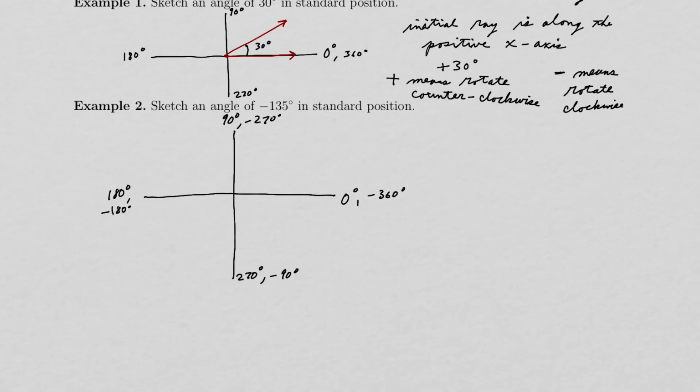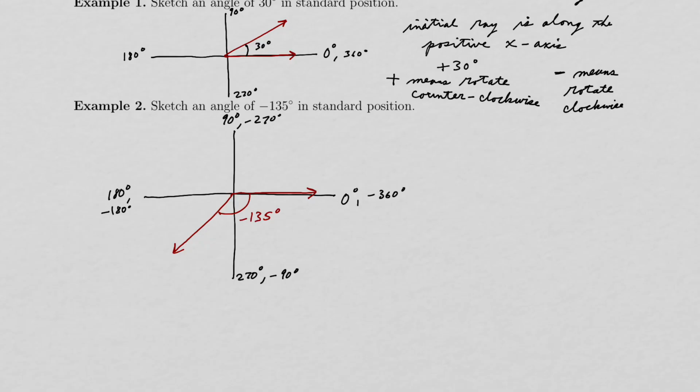So if we want to represent negative 135 degrees in standard position, I'm going to start with the initial side along the positive x-axis. And then because it's negative 135, I want to rotate clockwise. So this will give me 90, right? So a right angle is 90 degrees. Then I need to go another 45, which is going to be right in the middle here. So it's going to be something like this. This would be the angle negative 135 degrees. Okay, so counterclockwise is positive, clockwise is negative.